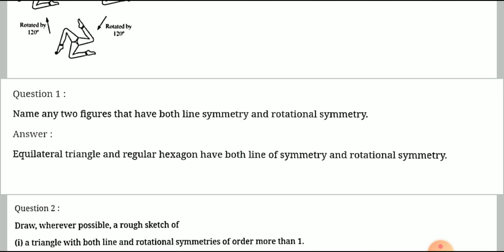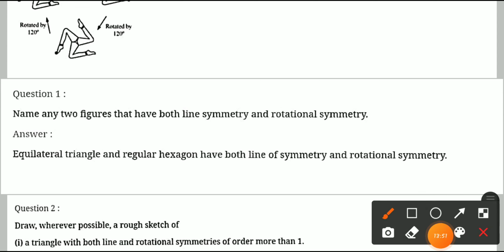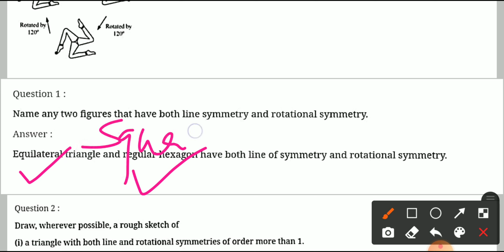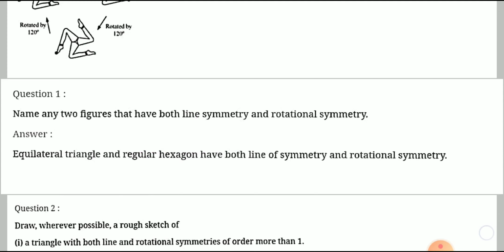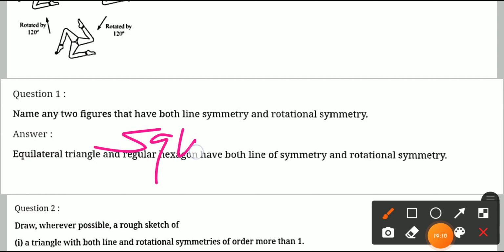Now next exercise I'm going to start. Name 2 figures that have both line symmetry and rotational symmetry. So you can take any regular polygon. Here I have taken a regular triangle, that means an equilateral triangle, and a regular hexagon. You can write square, regular pentagon, etc. Okay. What you can write? Square.